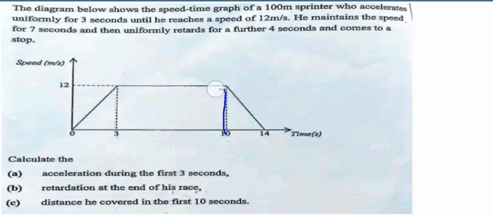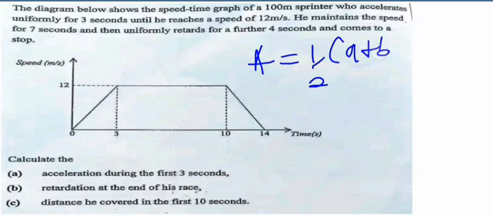So if we just consider this shape here, we are going to find that this shape is the trapezium. So we need to use the formula for finding the area of the trapezium. The area under the graph is equal to the distance. We know that the area of the trapezium is given by half, open bracket, a plus b, close, multiplied by the height.